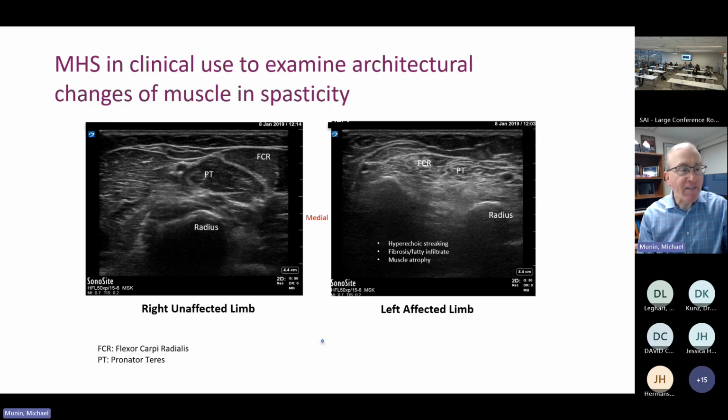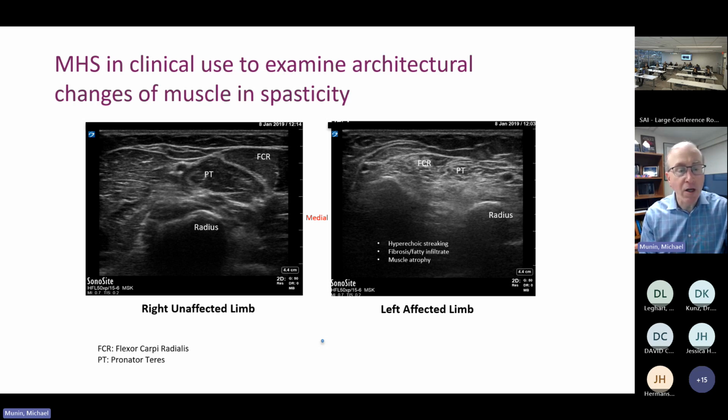So, can the modified Heckman scale be used in clinical practice to examine architectural changes? Of course it can. We use it every day in our clinics. And this is an example I'm showing to you. This is the same patient. On the right side is the unaffected arm. The left is a hemiparetic arm. And if we just look at the right arm for now, you see the PT, pronator teres, FCR muscles. There are modified Heckman 1, good normal appearing muscles.